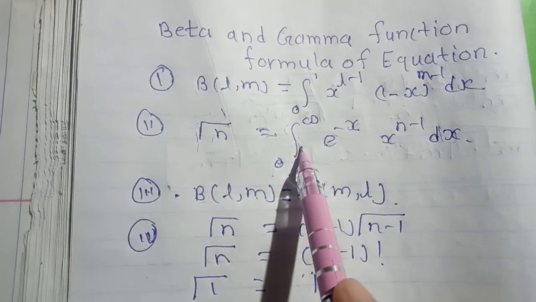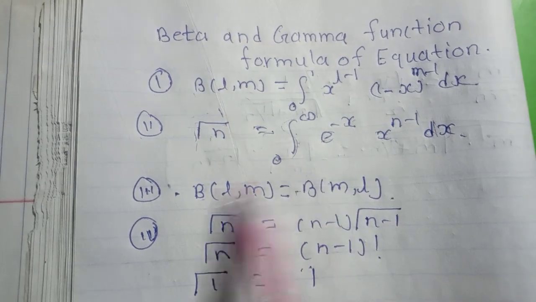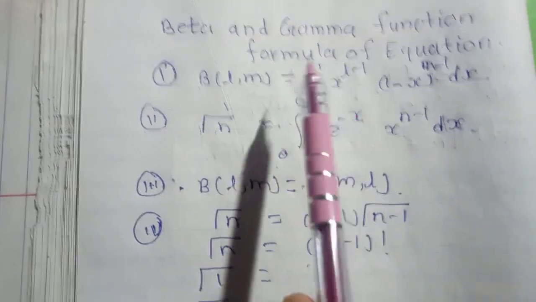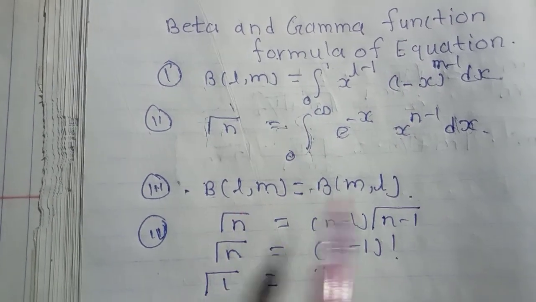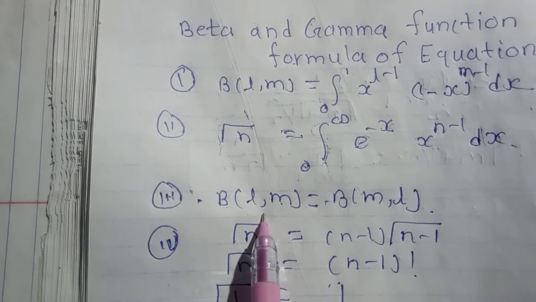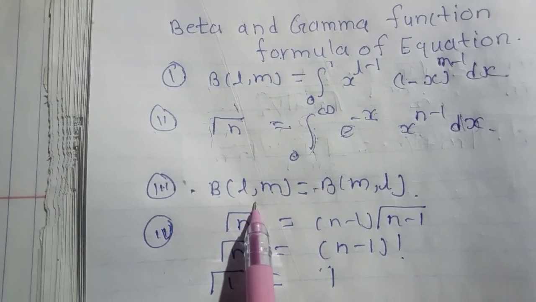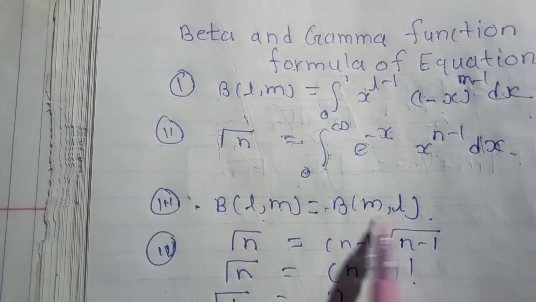These two equations of beta and gamma function are called Euler's equations. Beta function is called first Euler equation and gamma function is called second Euler equation. Then we see the symmetric property of beta function, that is beta of L and M is equal to beta of M and L.